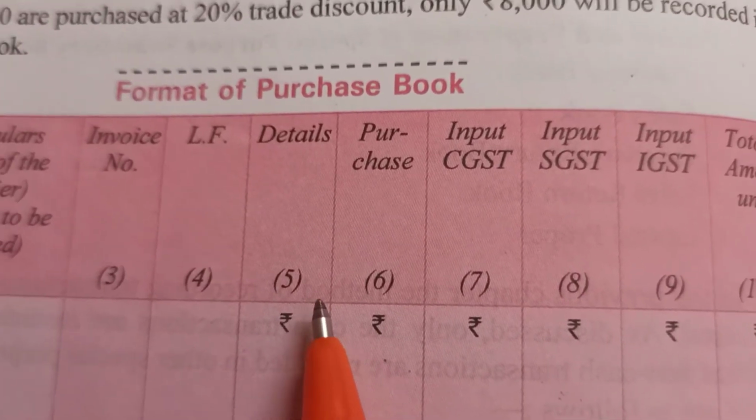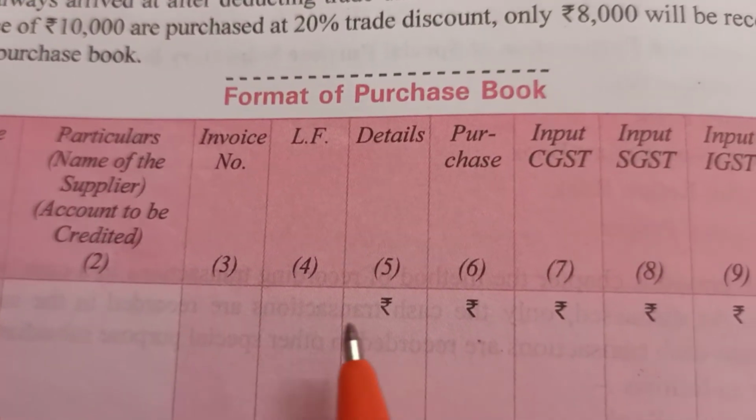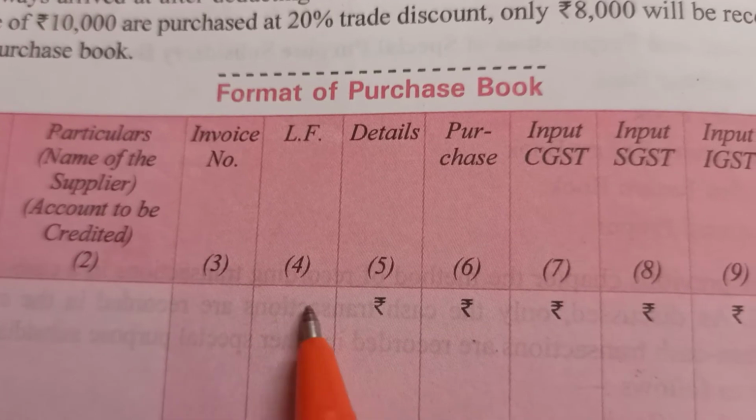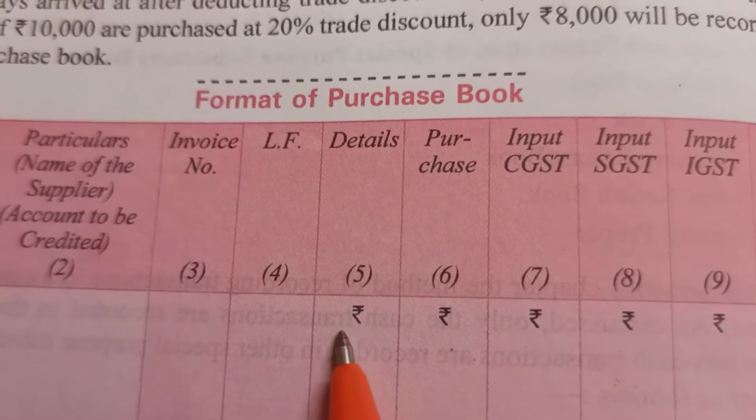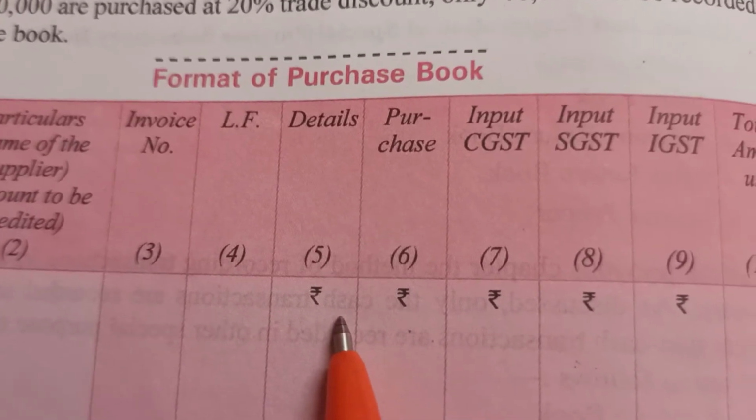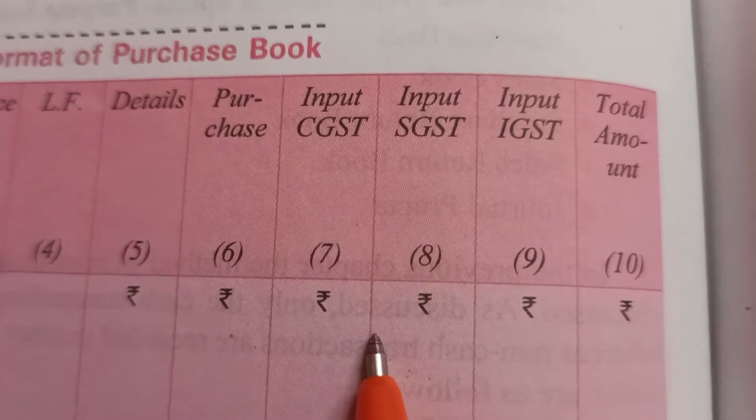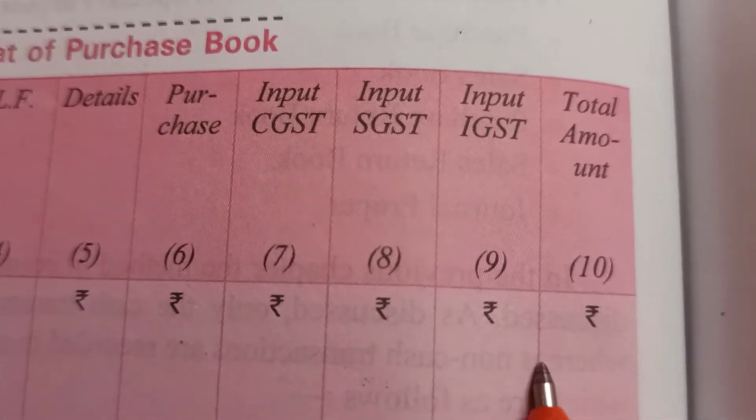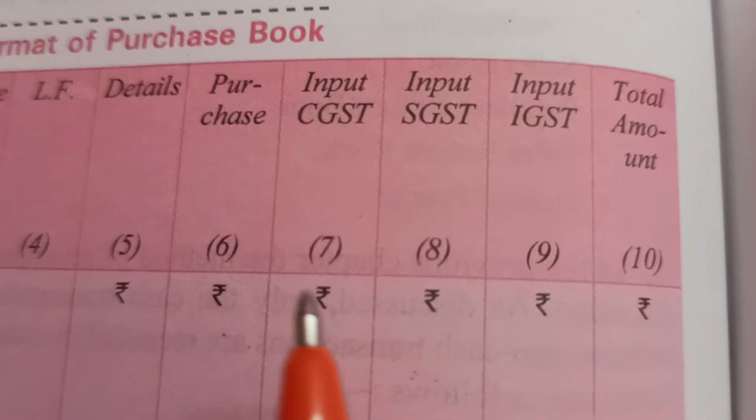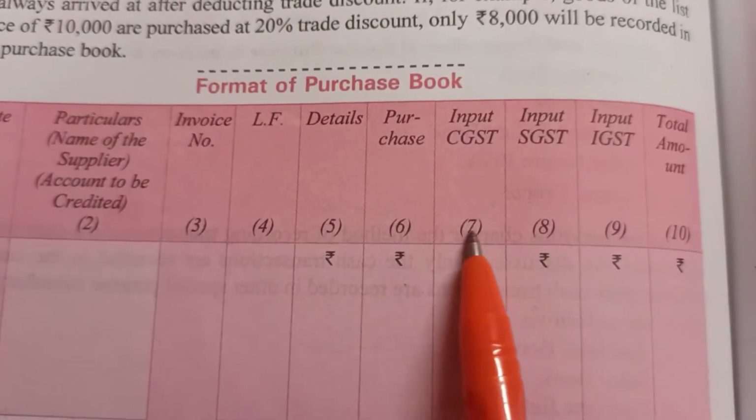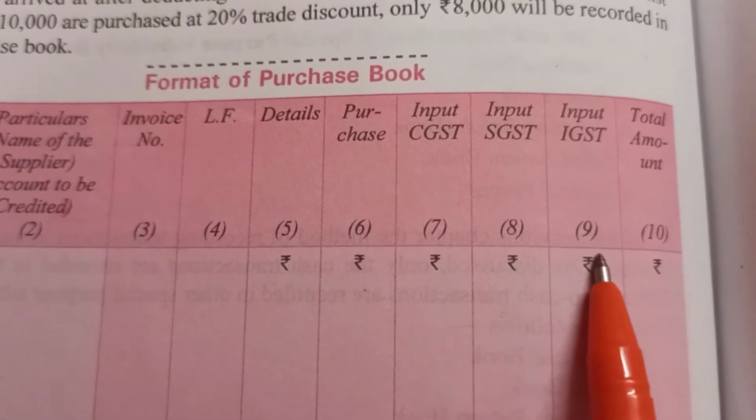Then comes the detail. This is the detailed amount column. This is the bifurcation and this is the net amount, the detailed amount column of the total amount of what has been purchased here on credit. This is the net purchases, then CGST, SGST, IGST in respective columns, and then comes the total. These are the 10 columns, you will have to remember the format. Now we start doing the question.